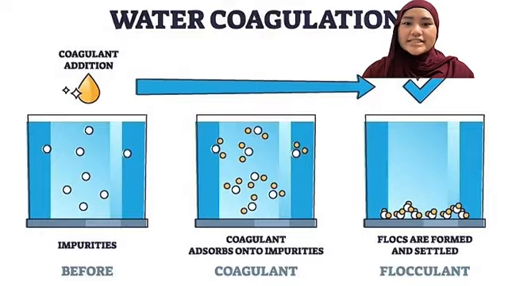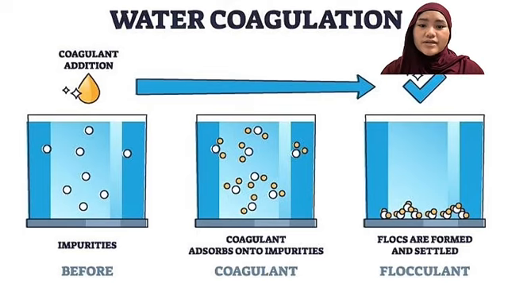Coagulation and flocculation are important processes in water treatment used to remove suspended particles and impurities. They help improve water quality and support environmental sustainability. Coagulation is the first stage where chemicals such as aluminum sulfate or ferric chloride are added to water. These chemicals neutralize the charges of fine particles, allowing them to come together. Rapid mixing ensures the chemicals are evenly distributed.